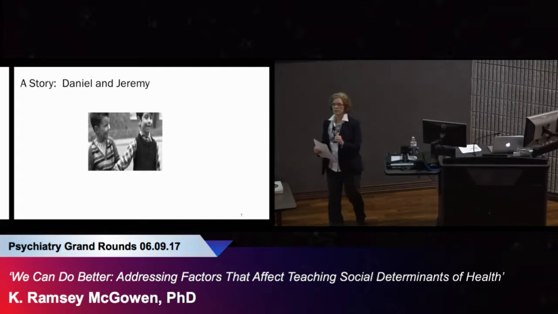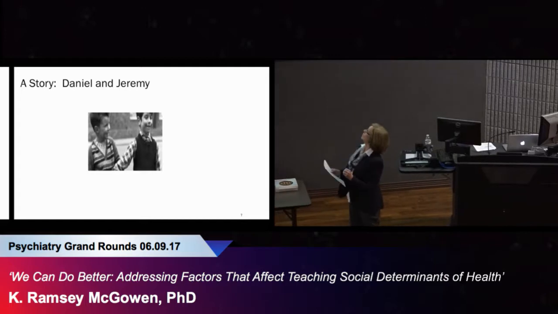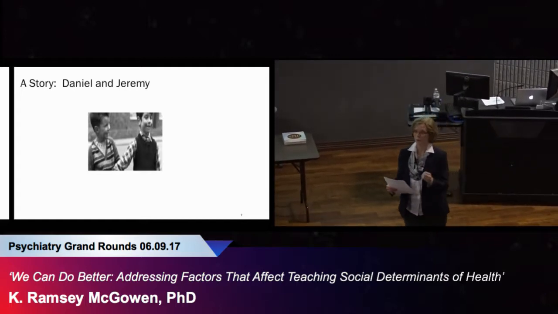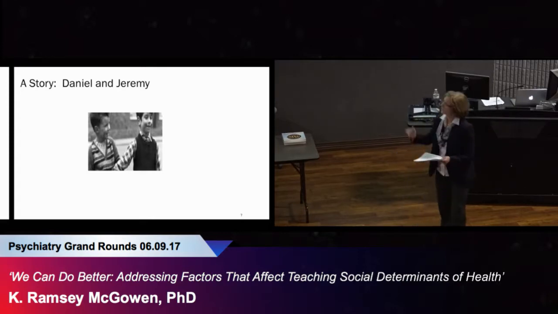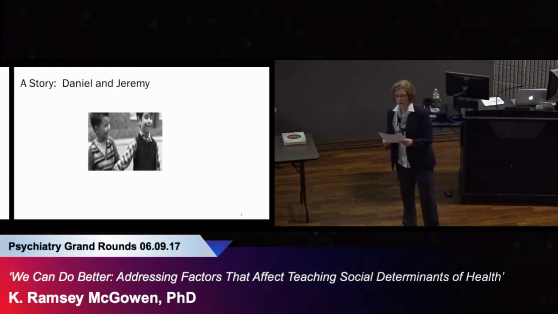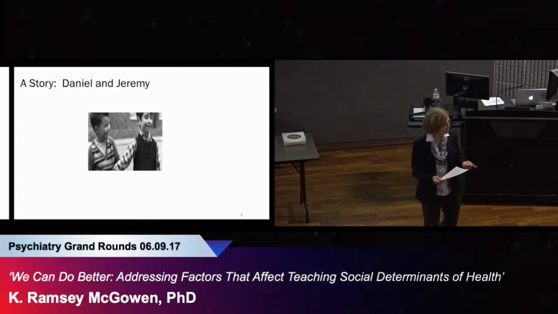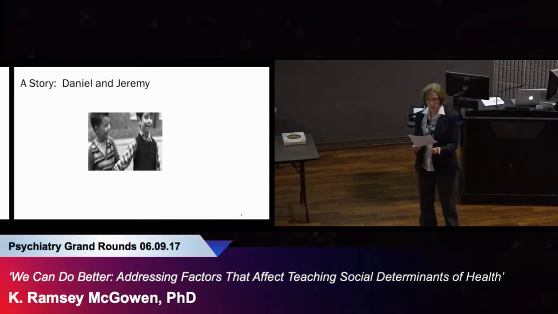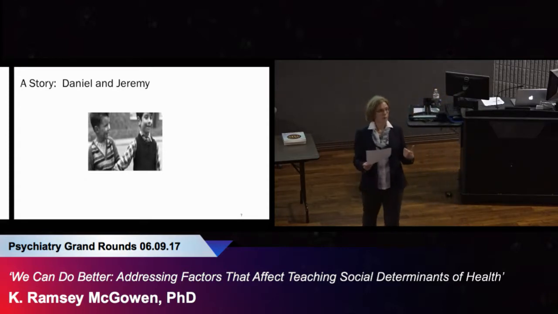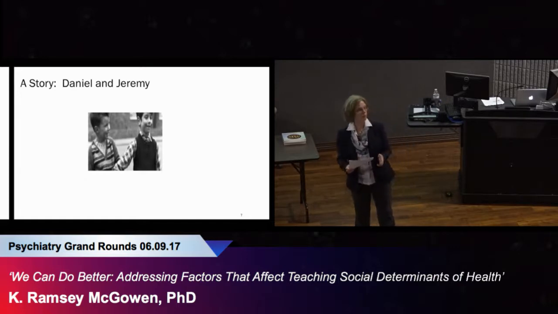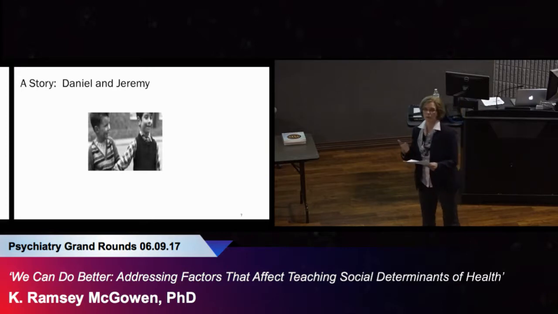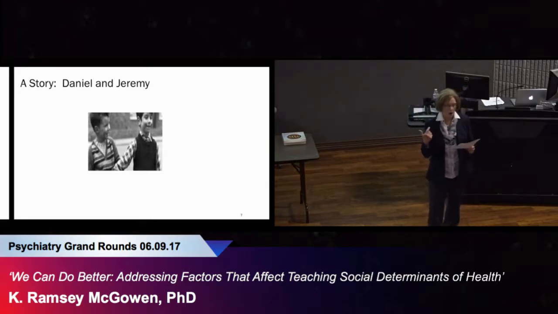So please listen. I want you to think about Daniel and Jeremy as we go through the information about social determinants. So Daniel and Jeremy were friends in early childhood. They attended one of the better preschools in town. They both made good grades in school. They were well liked by their teacher and peers. Now they're in their mid-30s. Both of them are of average weight. Neither of them drinks to excess, uses illicit drugs, or smokes.